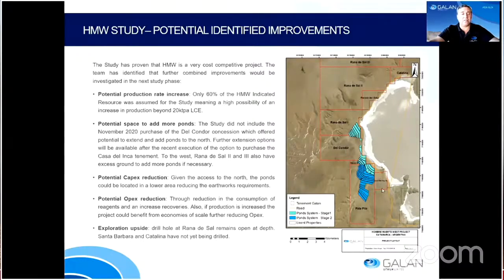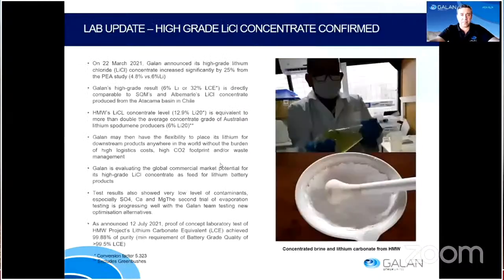And then at Casa del Inca, we just bought a new tenement, so we know that we are very likely to increase our estimate. So anyway, in terms of the next steps, what we've done with our brine, we've taken our brine and proven that we can get our brine into concentration of 6% lithium metal, and that equates to around 32% LCE. This potentially could be a product itself, and we're exploring that avenue, and we'll inform the market in due course.